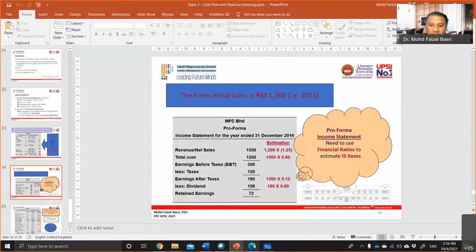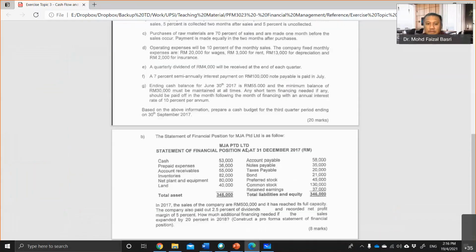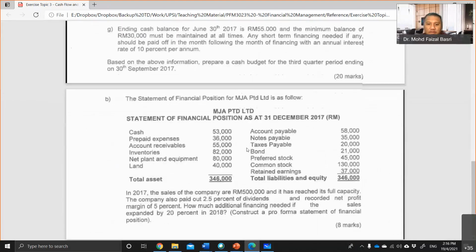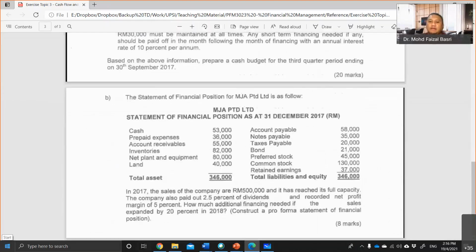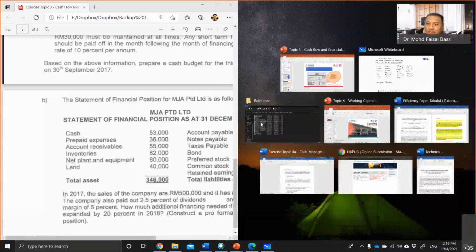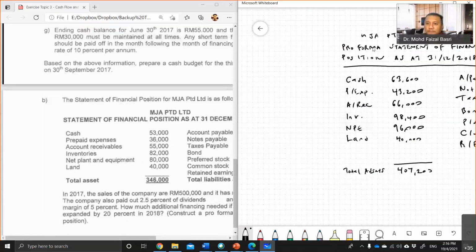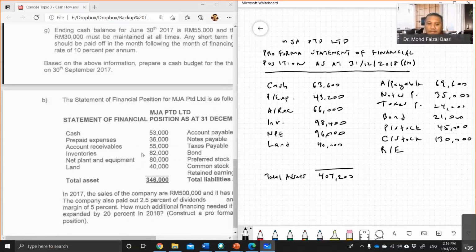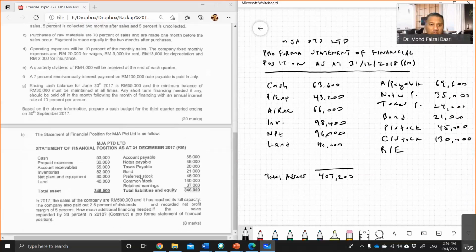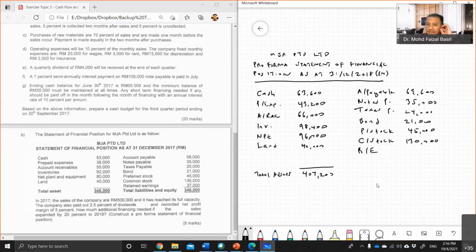And based on this question last week, we're going to prepare Proforma statements, or Proforma of statement of financial positions, for this company. And so far, let me share with you what we've done. Here's this part. To the left is the question, and the right one is our ongoing answer. So this is not the final answer yet.